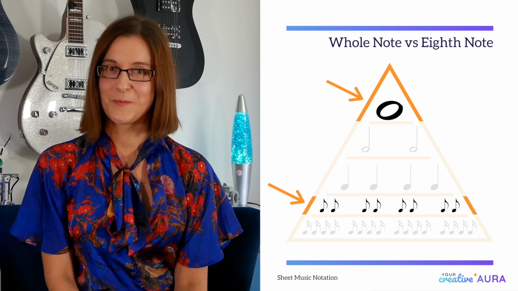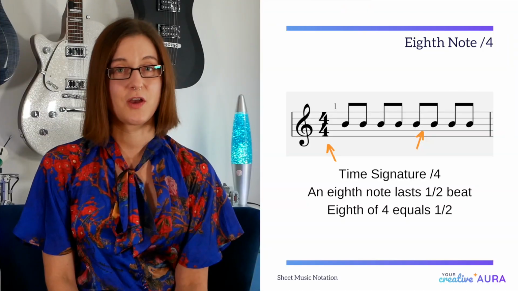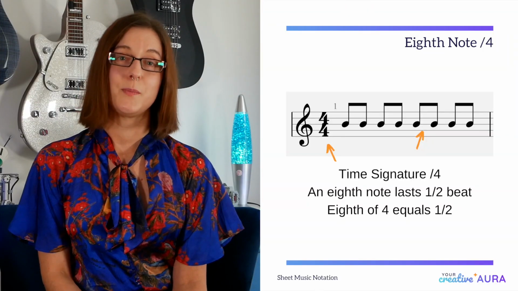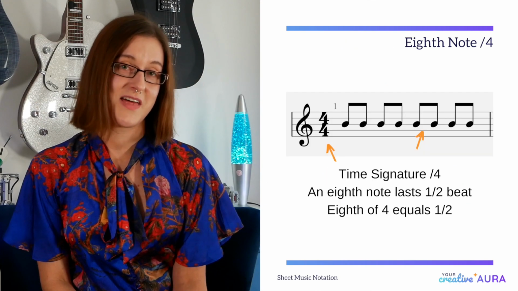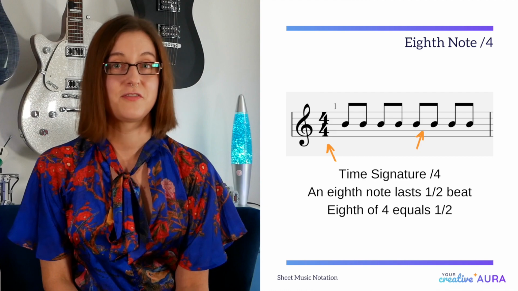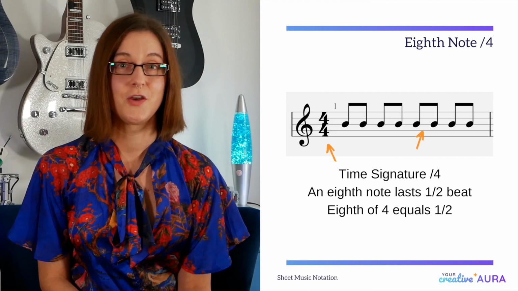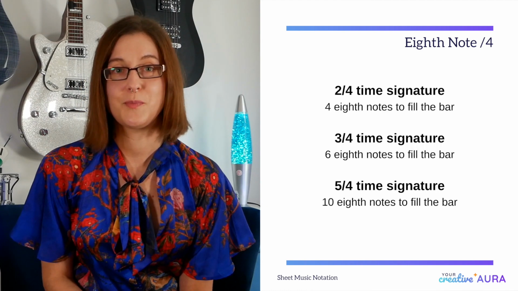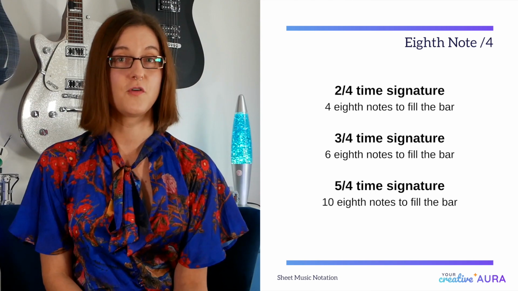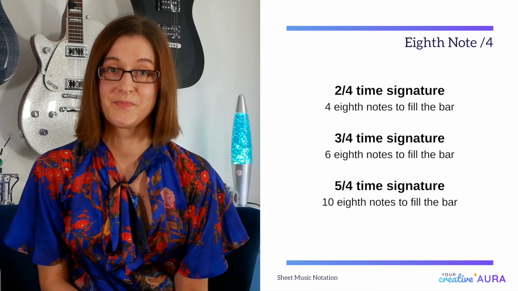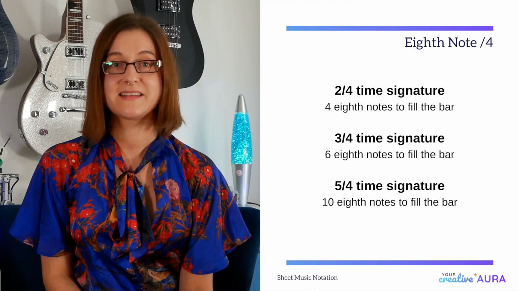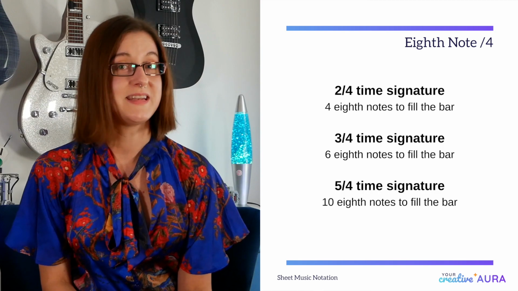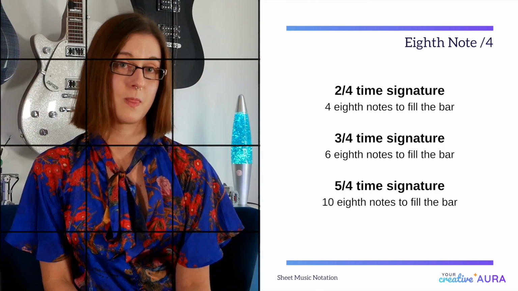So in time signature 4/4, an eighth note will last half a beat because 2 eighth notes equal 1 quarter note. Therefore, you'll need 8 to fill the entire bar. For example, if we had 2 beats per bar, we'd need 4 eighth notes to fill the bar. If we had 3 beats, we'd need 6. And lastly, if we had 5, we'd need 10 to fill the bar.